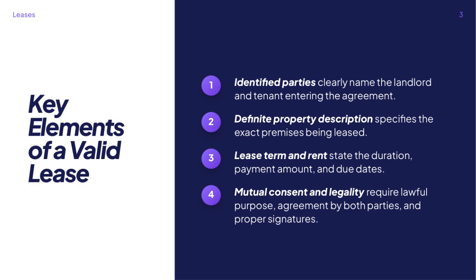Finally, mutual consent and legality are critical. The lease must have a lawful purpose, be agreed upon by both parties with a clear meeting of the minds, and be properly signed. This ensures the lease is legally enforceable and protects both the landlord and tenant. These elements form the foundation of a valid lease, providing clarity and legal security for everyone involved.